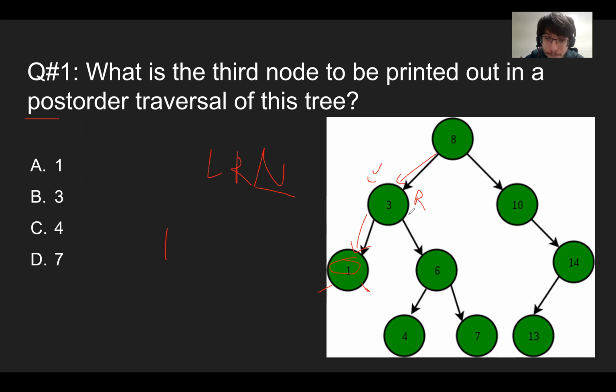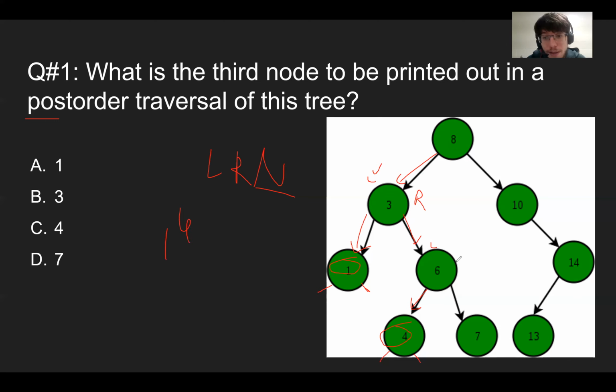When we go right, we go to 6. At 6, we go left first, and later we will go right and then node. We go left first and we see a 4. At 4, we go left and we go right. There's nothing there, nothing there. So now we visit the node 4. So 4 is our second one. We're done with 4, so we have to go back up.